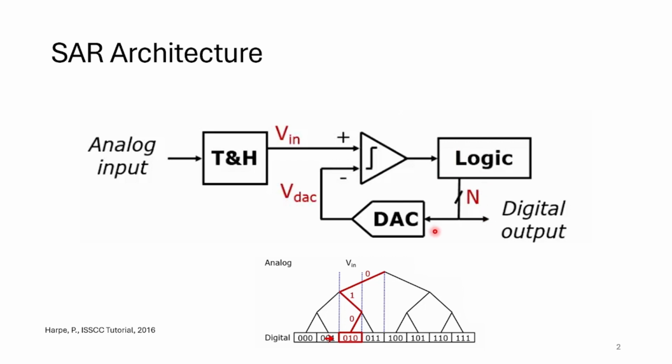Then through the logic and the DAC, reduce the reference to half of the previous reference and do the comparing. Here will be 1 and the most significant bit will be 1, and so on.